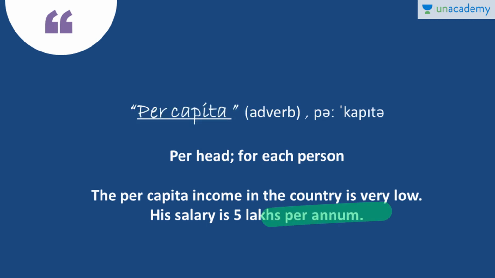So whenever I am giving you a figure in which I'm talking about per year, instead of per year I can use per annum. For example, his salary is 5 lakhs per annum. That's a valid statement. I can say his salary is 5 lakhs per year, or instead I can say his salary is 5 lakhs per annum. So that's how we can use per capita and per annum.